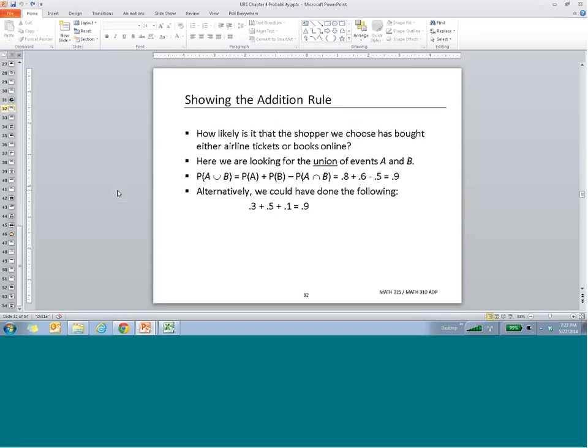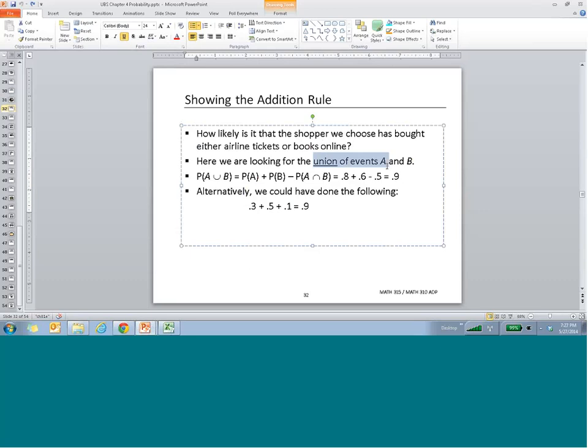And the rules that we just talked about can be shown on the Venn diagram. In this case, if we want to see the union of events, what is the probability that both will happen? How likely is it? Well, the shopper we chose has bought either of these. So it doesn't have to be both.